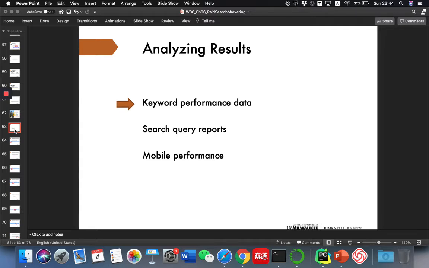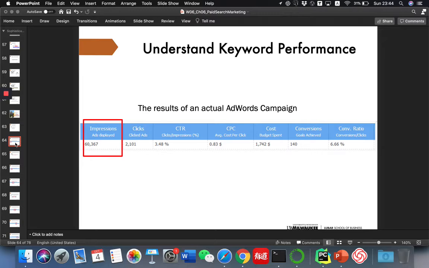But here, let's focus on how to understand keyword performance. We're going to use some results from an AdWords campaign. So here's a table, right? As we can see, there are so many metrics.